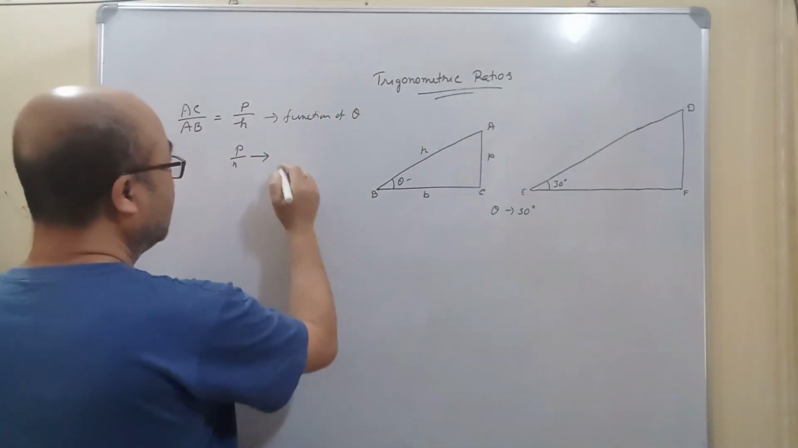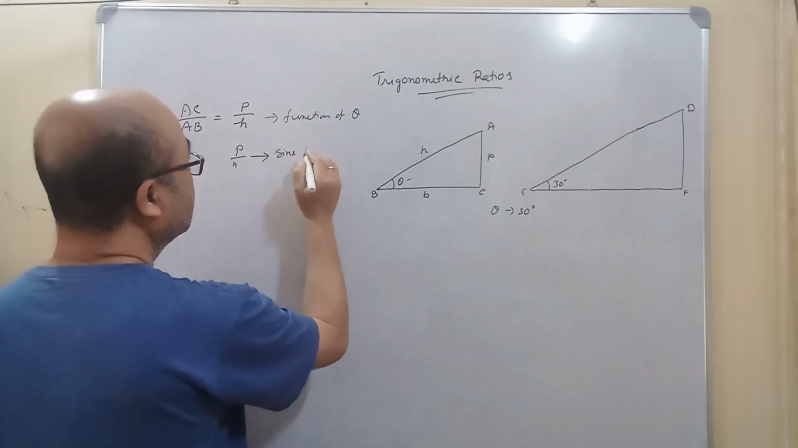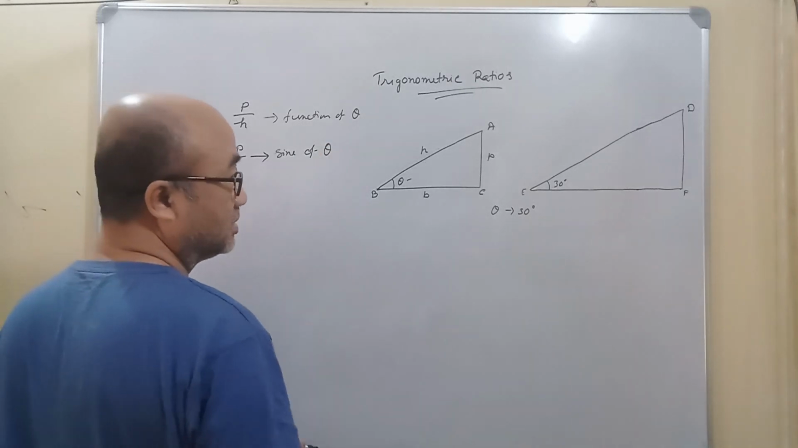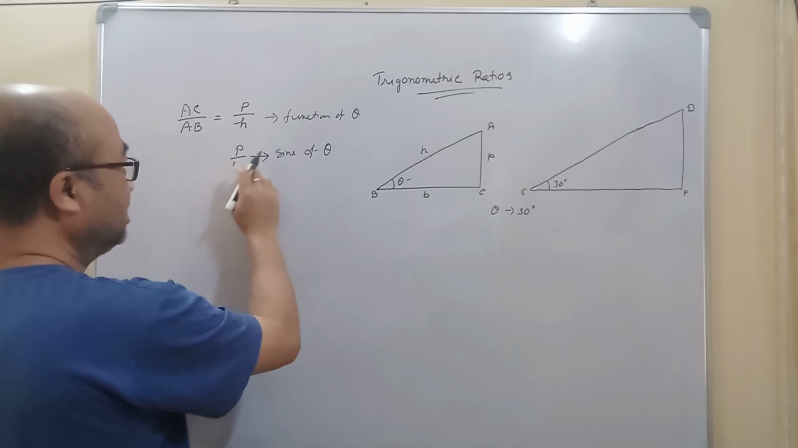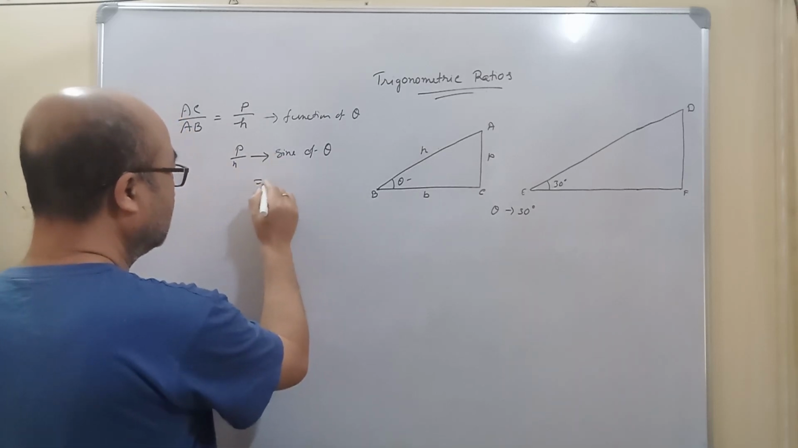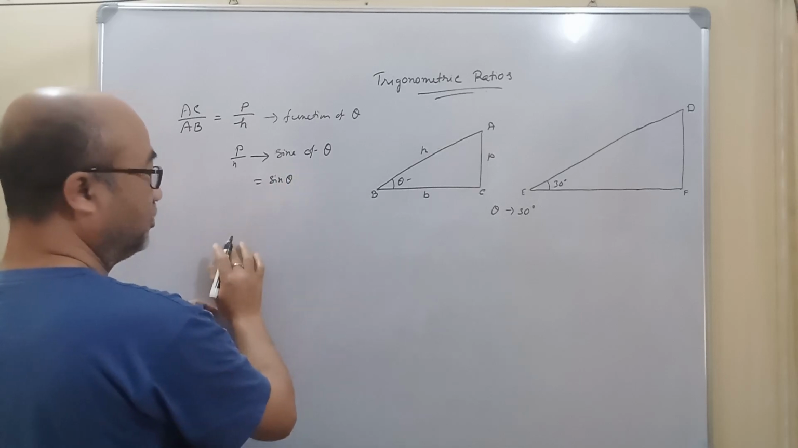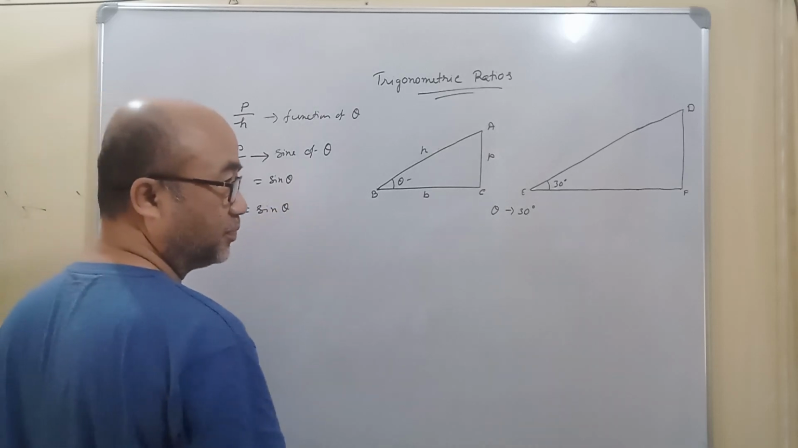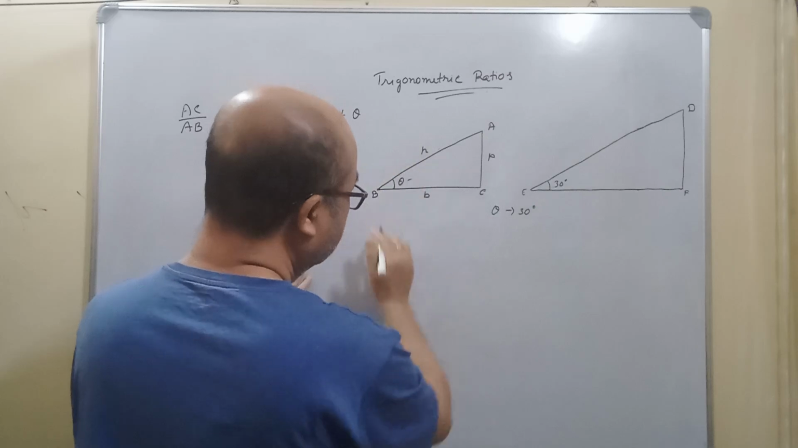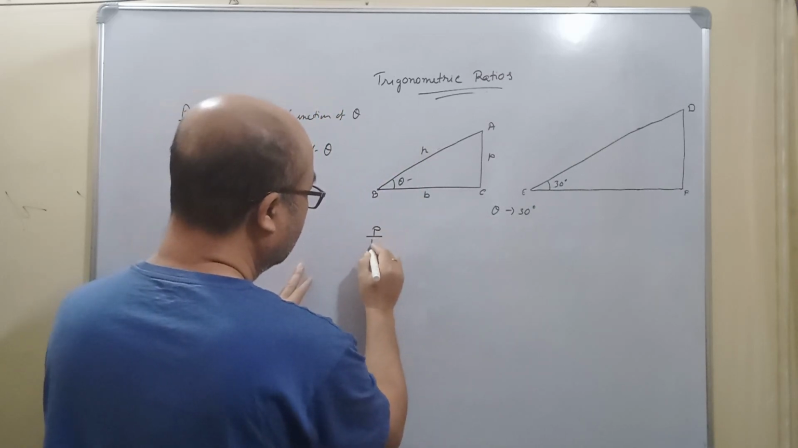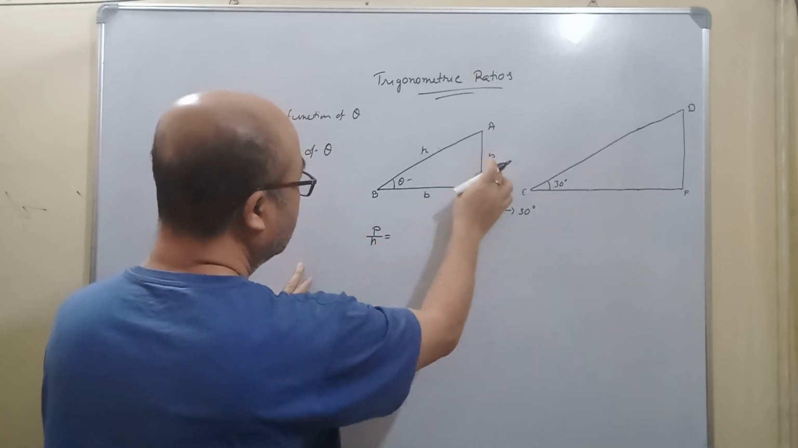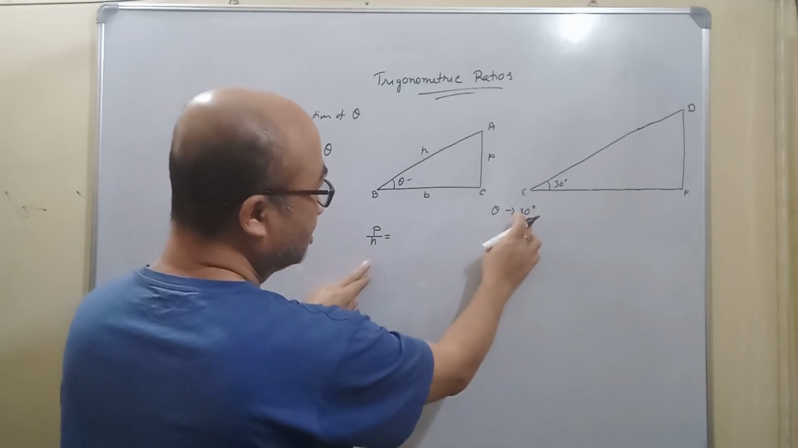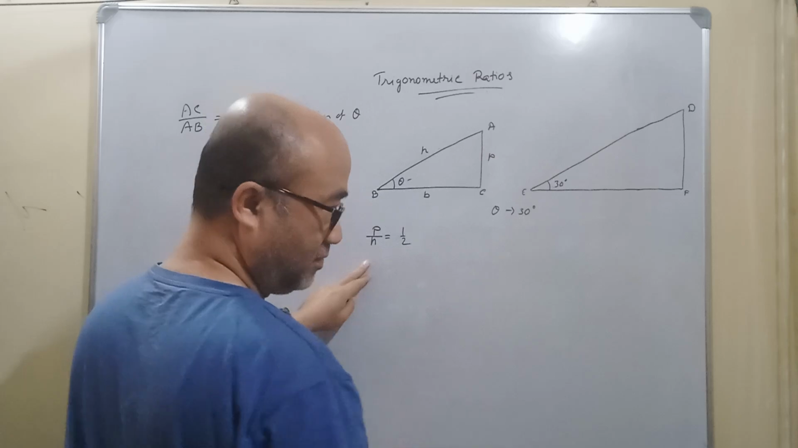So that function is given a name. It is called sine of theta. P by H is sine of theta, or in short, sine theta. So P by H is sine theta. The value of P by H, perpendicular by hypotenuse, for this triangle, if theta is 30 degree, is half.